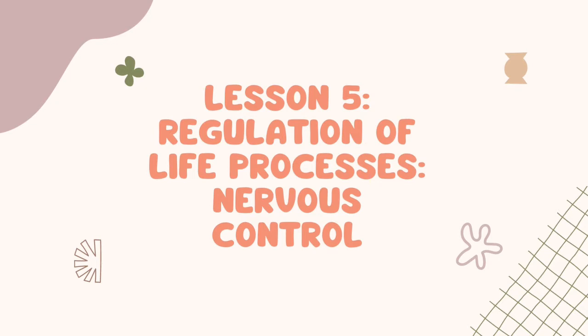So before we proceed to our discussion for this morning, let's have a quick recap of our topic last meeting. Last meeting, we discussed lesson number 4, which covers transportation in plants. We all know that in plants we have two transport systems. The first one is the xylem.